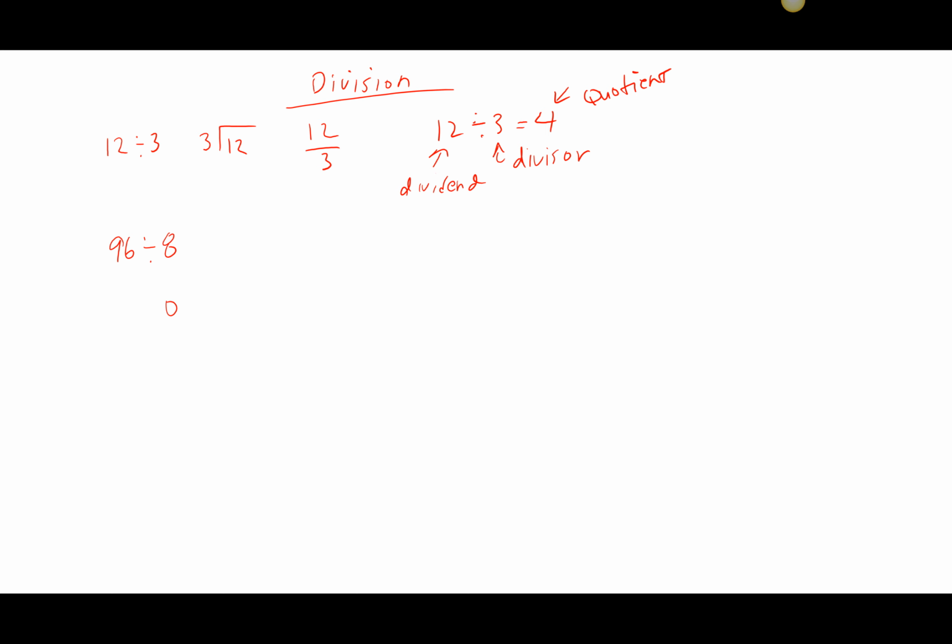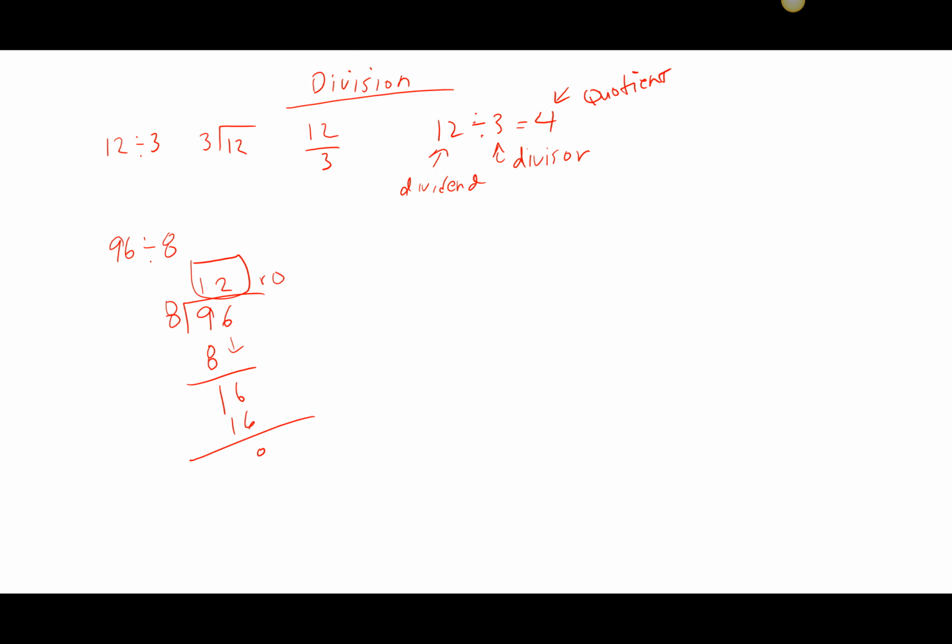So you set that up like this, 8 divided into 96. 8 will go into 9 one time. 1 times 8 is 8. So you have 1 left. You bring 6 down. 16 divided by 8 is 2. 2 times 8 is 16. And you have 0. So you have a remainder of 0. Okay? So the answer to that one is 12.